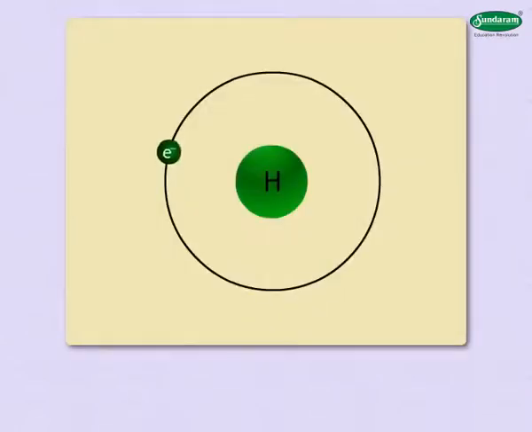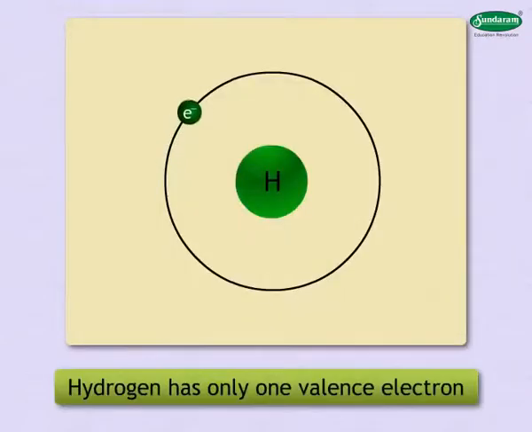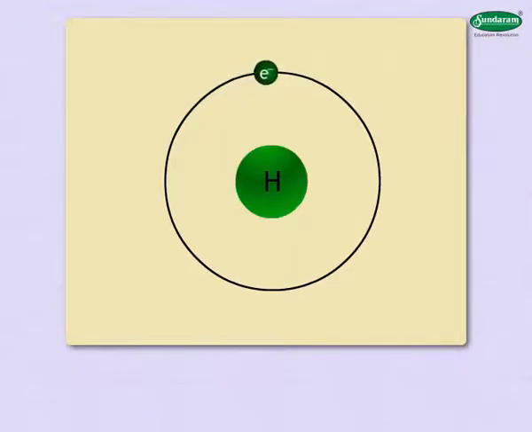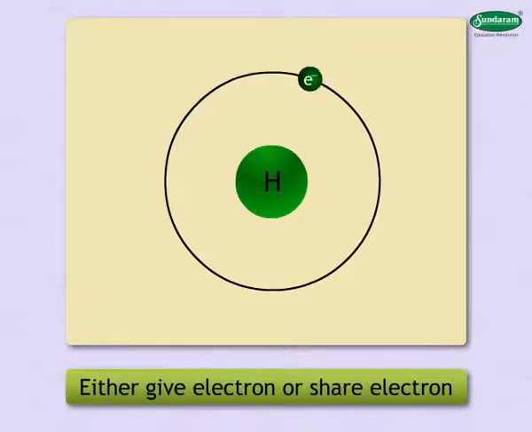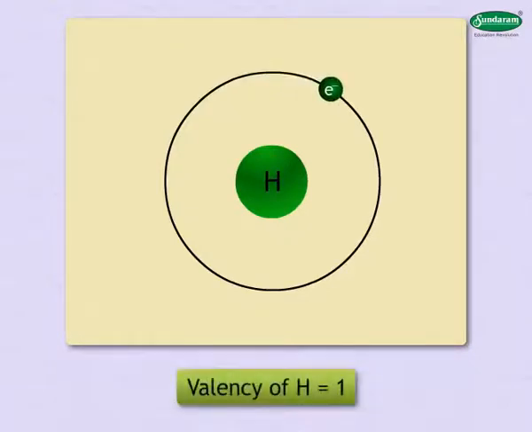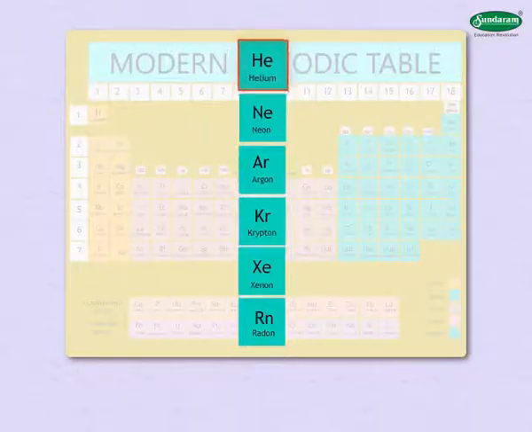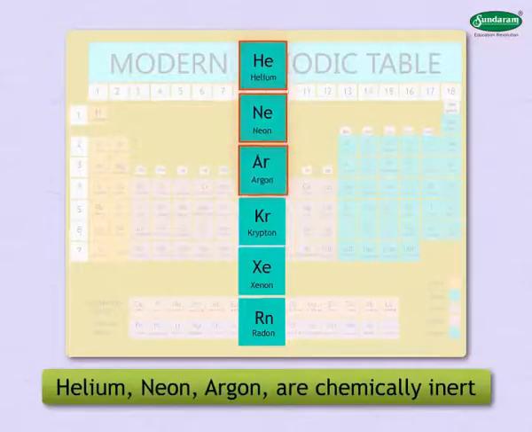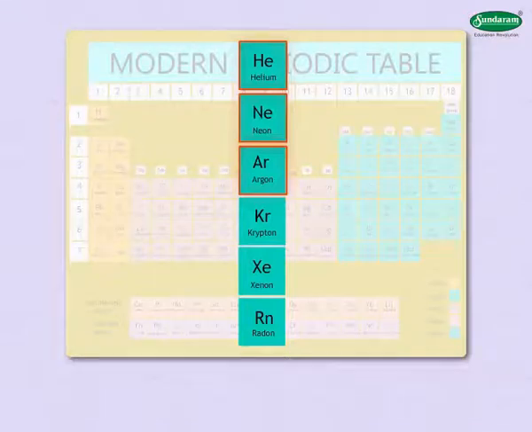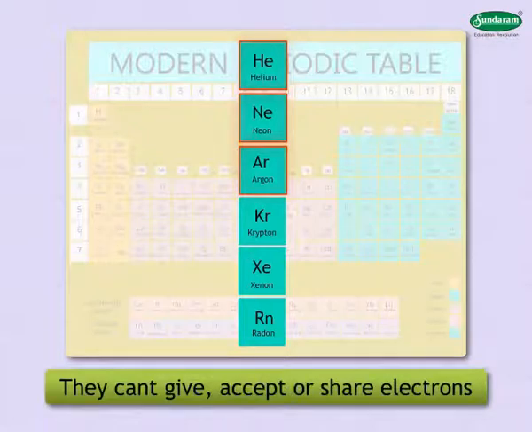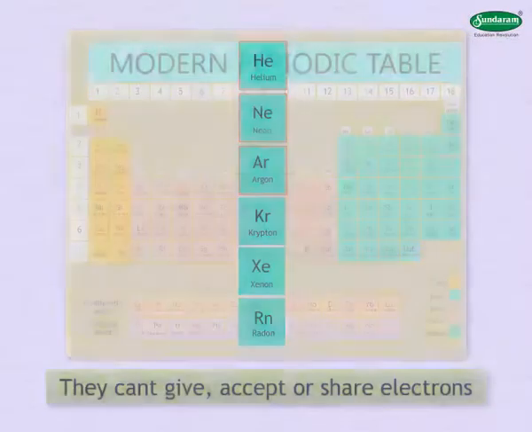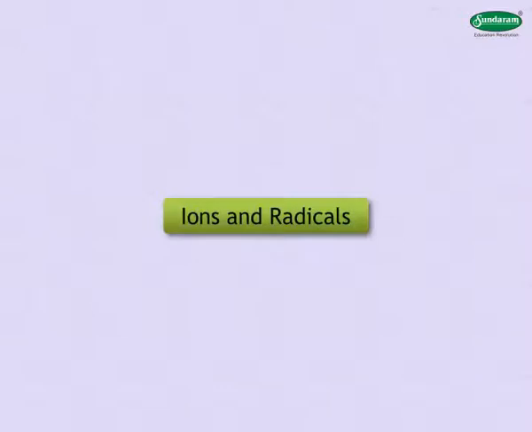3. Hydrogen is an exception to the rule. It has only 1 valence electron. Hence, it shows a tendency to either give its electron or share it. Therefore, its valency is 1. 4. The elements having atoms with full electron shells, such as helium, neon, argon, are chemically inert. These atoms are stable because they do not tend to give, accept, or share electrons.